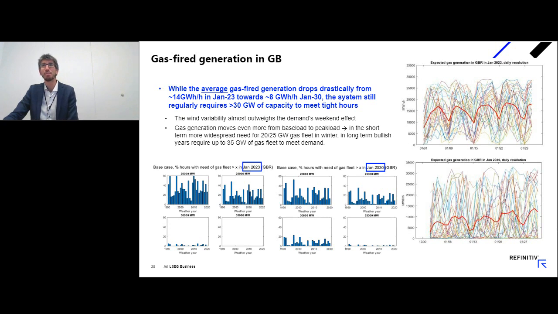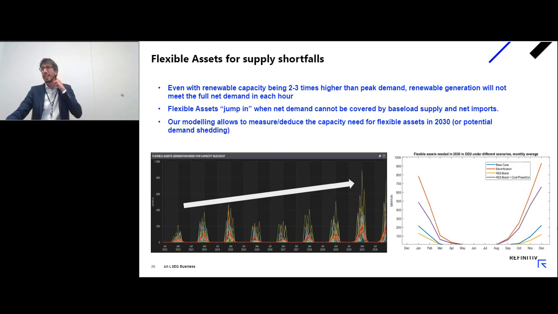So we say it moves even more from base load to peak load. And then, as we go to the end of this presentation, I want to present what this leads to in terms of flexible assets. Even with renewable capacity being installed 2 to 3 times larger than the peak demand, on paper you have all the possibility to cover the peak demand, but the renewable generation will not meet the full net demand in each individual hour.